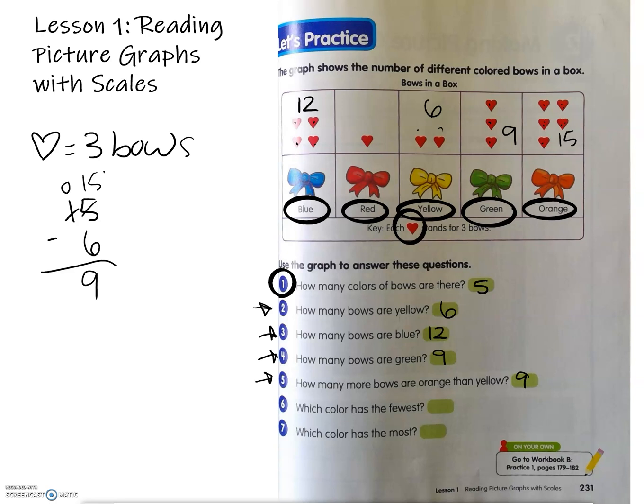Which color has the fewest? Well, I know all of the totals except for one, which is red. Red has only 1 heart, which means there's 3, which means that the red has the least amount. And which one has the most would be the orange.